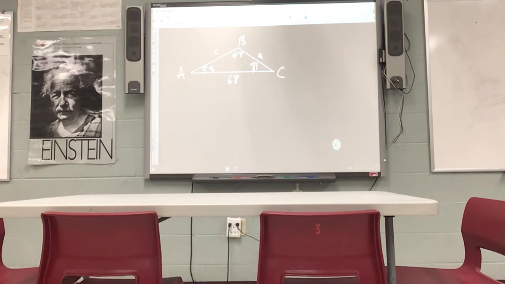Okay, so now we could use law of sines if we had matching info. So do I have a side and an angle that are the same letter? B. Okay, good. I know angle B and I know side B. So I can use law of sines, and that's always a little bit easier. It's the sides that I'm trying to solve for, so I'm gonna put that on top.